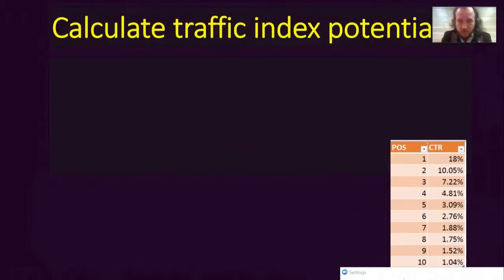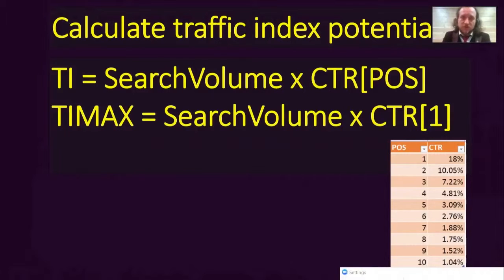And when I'm working on this, I'm just creating this kind of table with these percentages you saw, and then I'm calculating traffic potential for each keyword. So what is traffic index? Traffic index is the current situation, so search volume multiplied by CTR on position. So if we are on position 2, then that will be 10%, position 3, 7.22, and so on and so on. Then we have the second metric, which is TI max, traffic index max. That's the search volume multiplied by click-through rate on position 1.